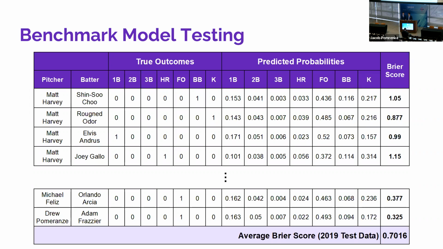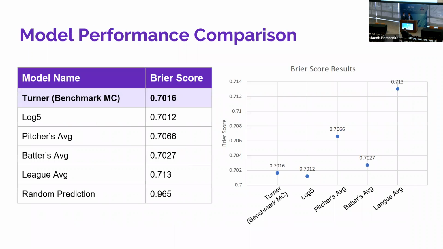Now that we have a baseline of this error, what does it actually mean? How good is this number? To find that out, we created some other benchmark models for comparison. One of which is the standardized log5 model, which is also a widely used benchmark model to predict the outcome of a plate appearance.